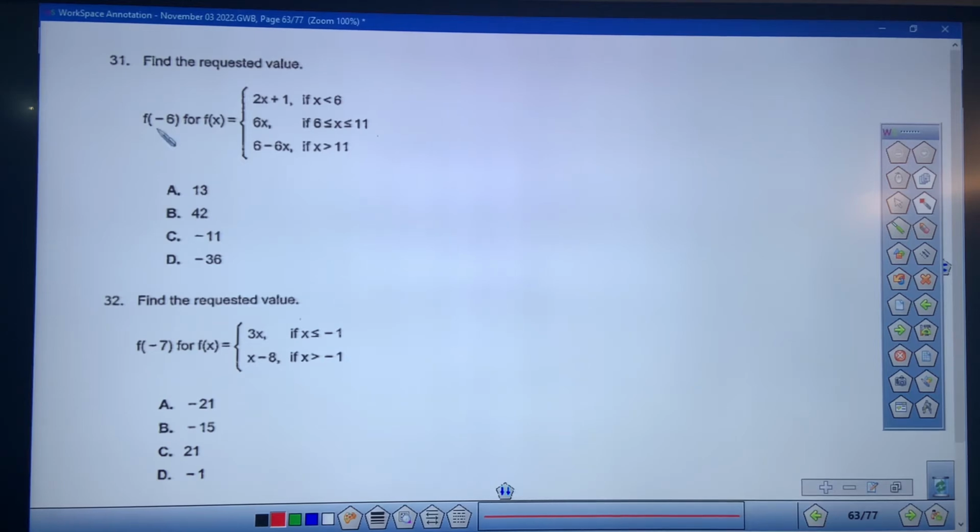Piecewise, they want me to evaluate f of negative 6. Notice, negative 6 is less than 6. So I'm going to take that negative 6 and plug it into the first equation. That would be negative 12 plus 1 would be negative 11. Negative 7 is less than negative 1. So I'm going to take that negative 7 and plug it in to the first equation. That would be negative 21.